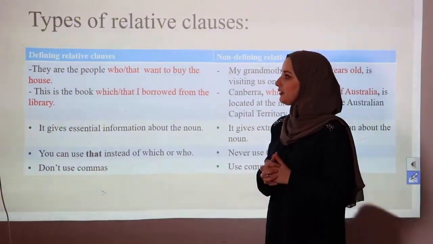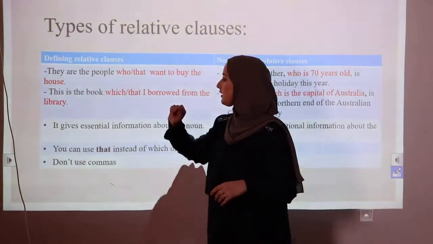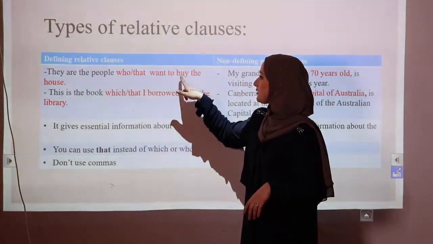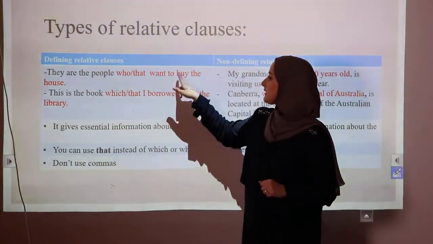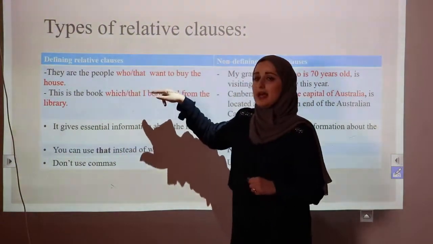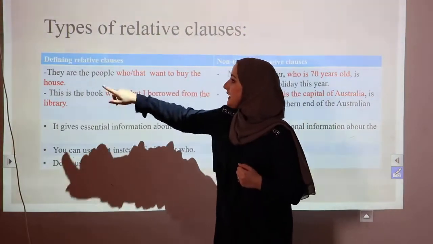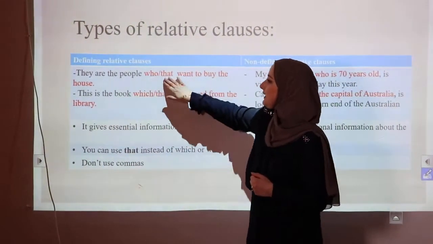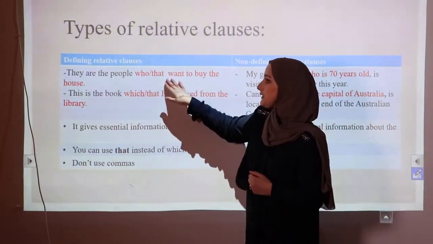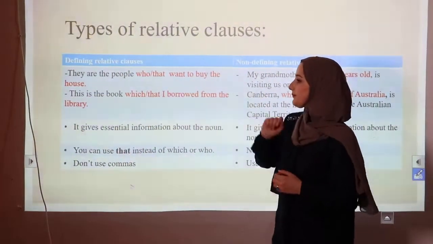Example number 1. They are the people, this is the main clause, who or that want to buy the house. In this relative clause, notice that the clause gives an important piece of information about people. When we say they are the people, there is still something missing. So we need this clause, so it's defining, it is important.